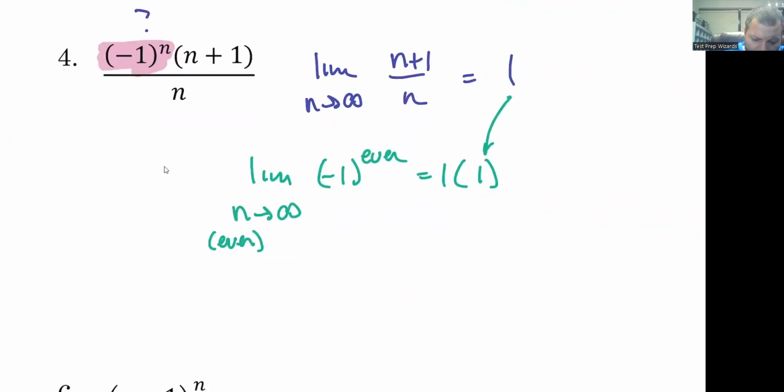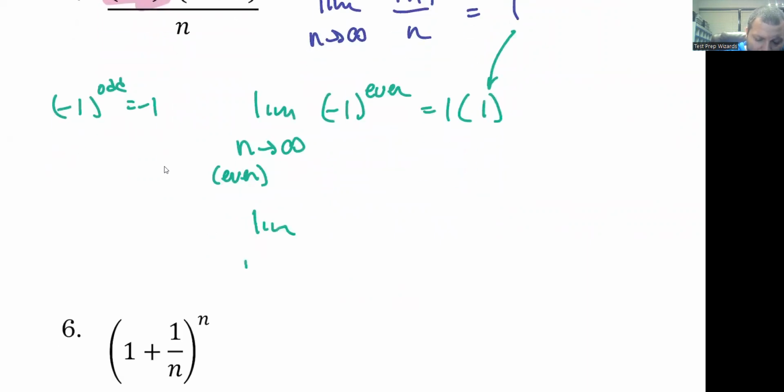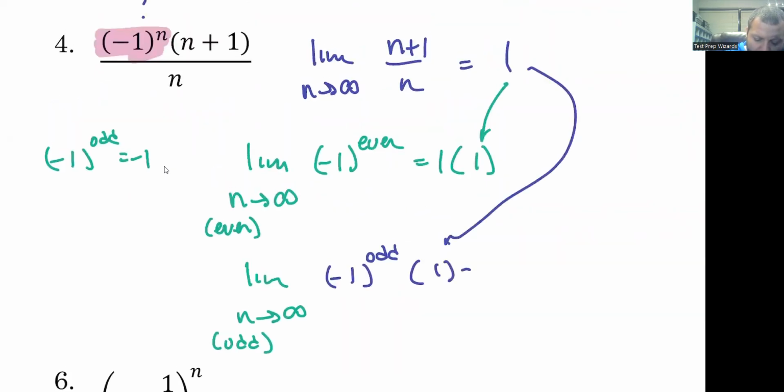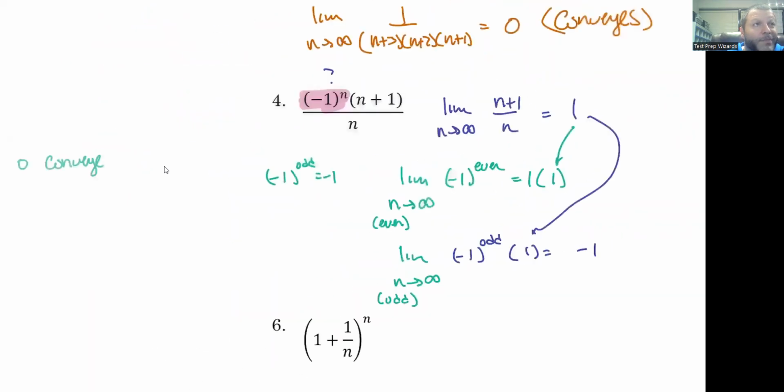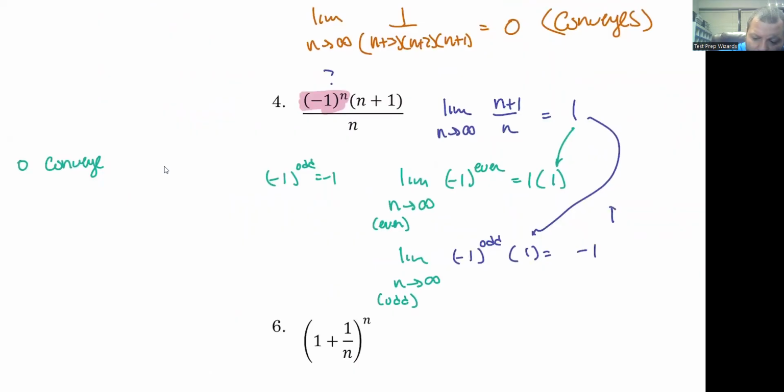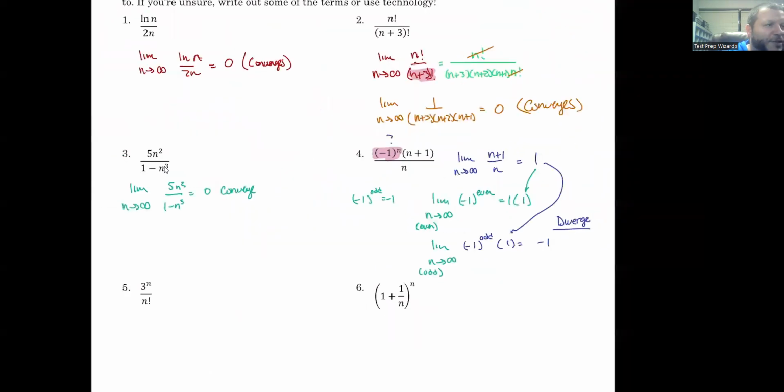However, if -1 is raised to an odd number, it's going to be -1. So if we took the limit as n approached infinity, now n is odd, we're going to get -1 to an odd number times the same 1 that we had. So this is now going to be -1. So this is going to fluctuate between positive and negative ones. So this sequence will diverge. I'll do the next 4 in the next video and stop saying sequence like a weirdo.